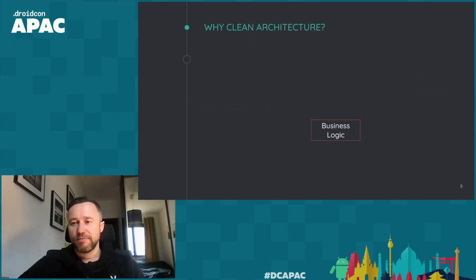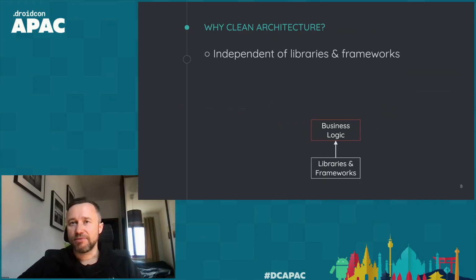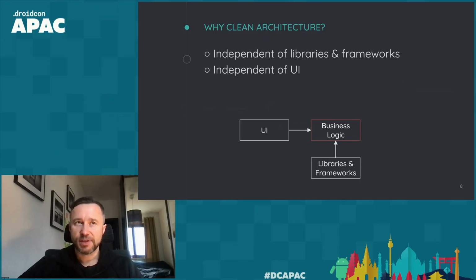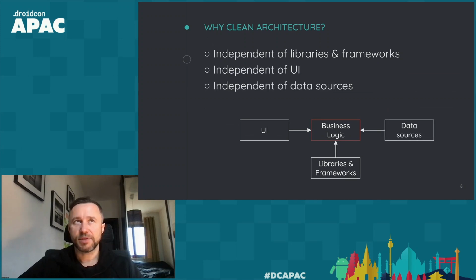So at the core of our clean architecture application is the business logic. An example of business logic would be give me all patients, or give me all users that are over 18 years old, something like that, or maybe filter some data in a certain way. Then around it, we have things like libraries and frameworks, UI, and of course, our data sources. The idea is that the business logic itself doesn't depend on anything else.